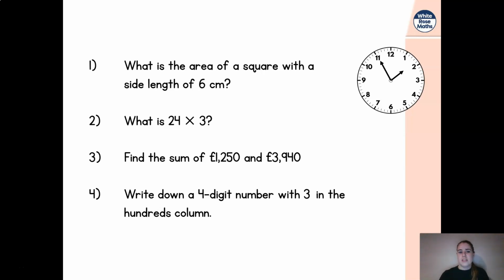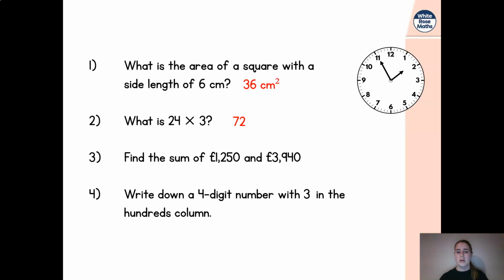Okay, so what is the area of a square with a side length of 6? We know a square has got 4 equal sides, so 4 lots of 6. But we know when we're multiplying, we multiply the length and the width. So 6 times 6 is going to give us 36, but it's got to be centimetres squared because it's an area question. What is 24 multiplied by 3? So this is just simple 2-digit by 1, 72.